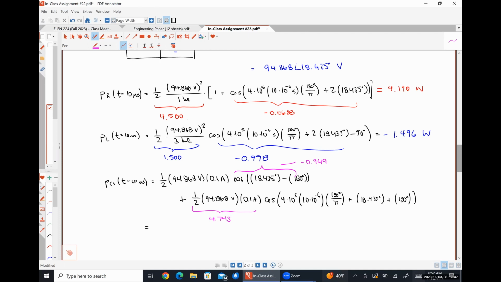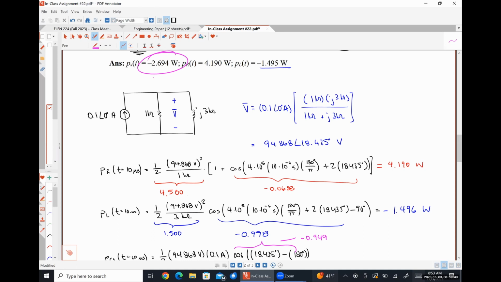Now I'm going to do the cosine of that big ugly thing. So cosine of 4 times 10 to the 5 times 10 times 10 to the -6 times 180 over pi plus the angle of x plus 180. This big thing here looks like 0.381. Let's store that as C. And so now I would have A times B plus C, and I get negative 2.694 or 2.6938 and some change watts, which agrees with what I should have got.